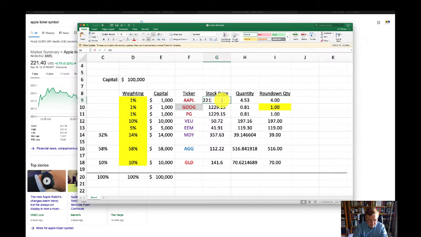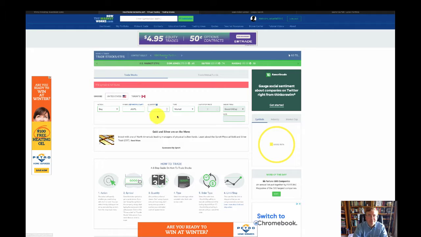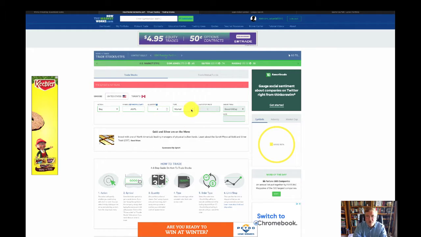So 221.4. So that's 4.5 shares. So we can either bump this up to 5 shares or round it down to 4. Well, I have this program to round down instead of round up. So I'm just going to round down to 4 shares of Apple in the quantity box, number 4, and it's going to be a market order.